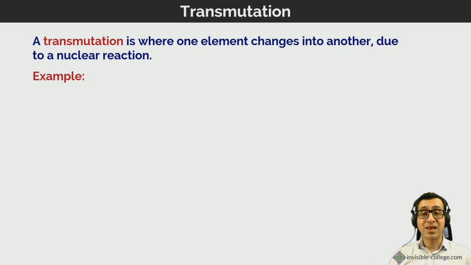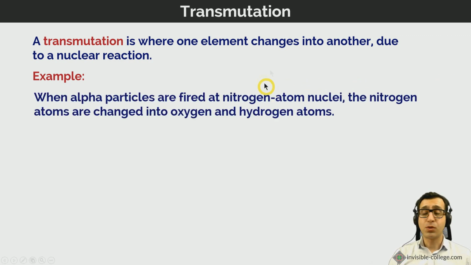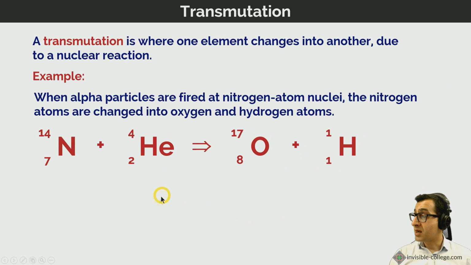So here's an example. When an alpha particle is fired at a nitrogen atom, the nitrogen atom is changed into oxygen and hydrogen atoms. So this would be an equation to describe that process. So we see here a nitrogen atom, a nitrogen-14 atom. We fire an alpha particle.